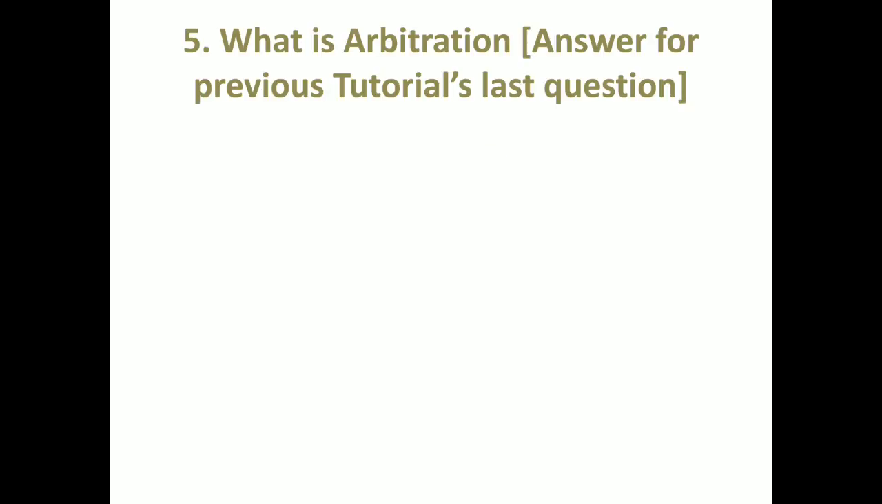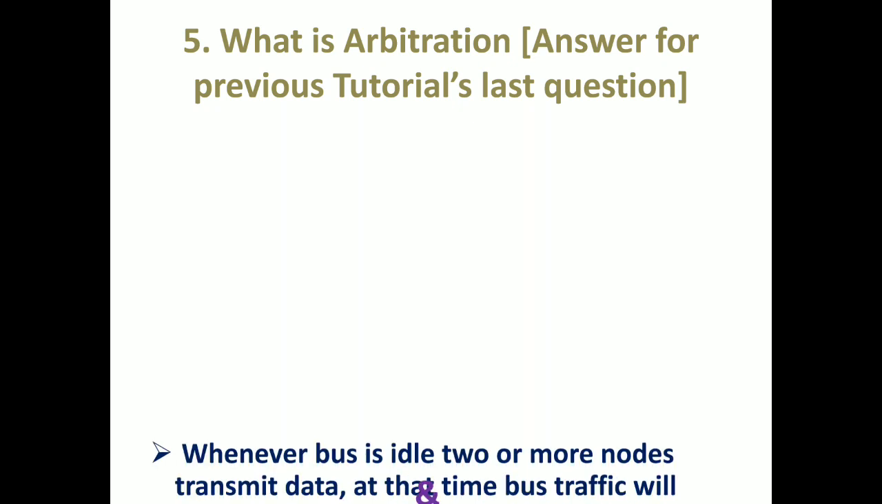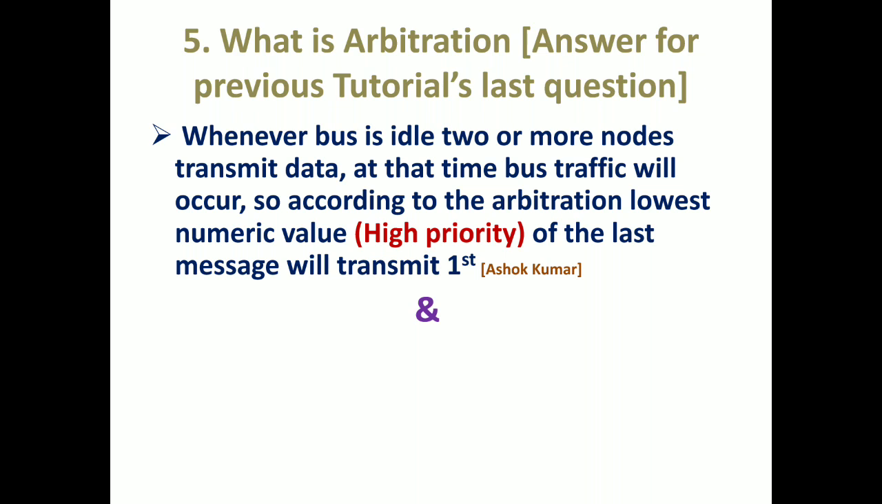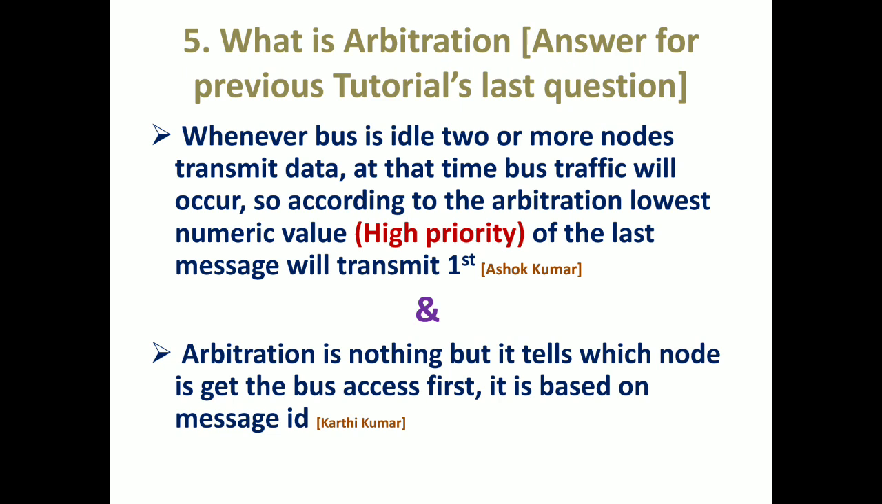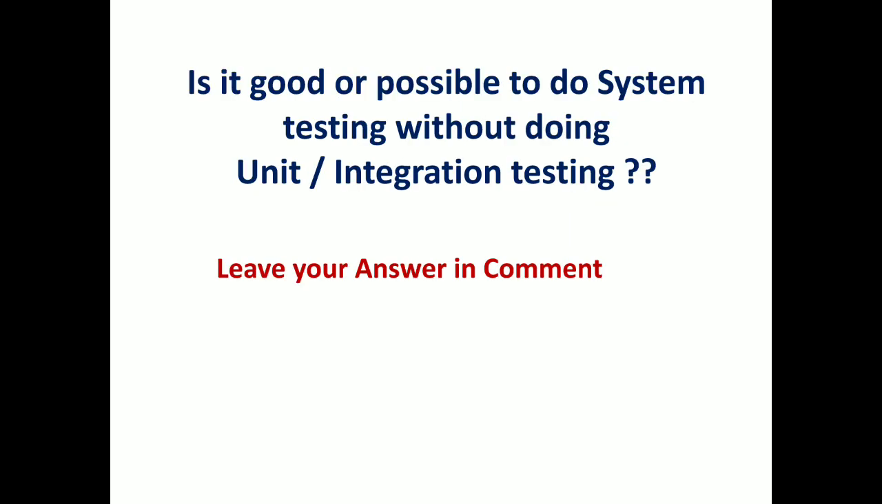And what is arbitration? I asked that in my last tutorial, and I got two very good answers. One is from Ashok Kumar: whenever the bus is idle and two or more nodes transmit data at the same time, bus contention will occur. According to arbitration, the message with the lowest numeric value, that is the highest priority, will transmit first. Exactly, this is the right answer. Another answer is that arbitration tells which node gets bus access first. Again, this is also the same, but Ashok Kumar's answer is more elaborate than Karthik Kumar's. These are two active participants who commented. I expect more people to share different views, because no answer is wrong, as we are all in different industries and different OEMs or suppliers, so answers might vary with respect to our projects or OEM. Everyone's answer is welcome, so please do comment if you know.